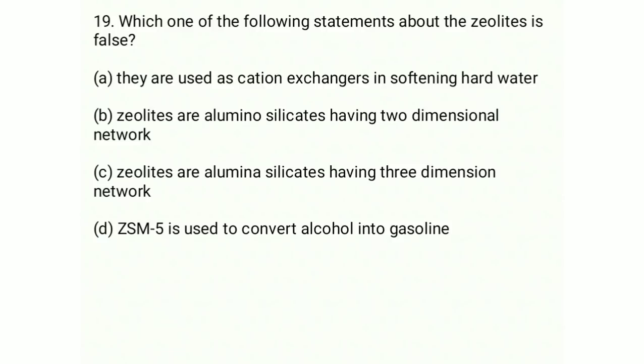The 19th, which one of the following statements about zeolite is false? Here for options A and D, if you don't know them you can leave them, because the answer should be out of B and C. In B a 2-dimensional structure is given and in C a 3-dimensional one. Definitely it is not a 2-dimensional structure, it is always a 3-dimensional structure. Hence the answer for this question is B.